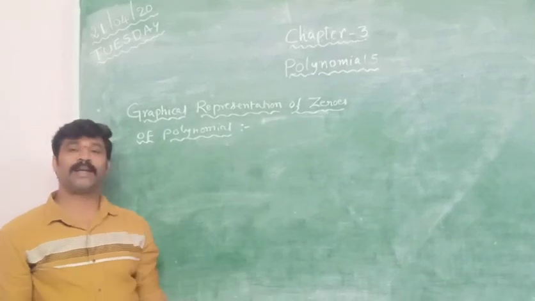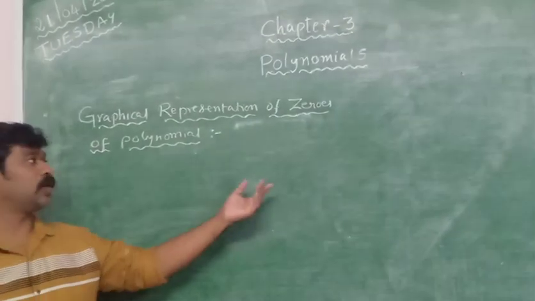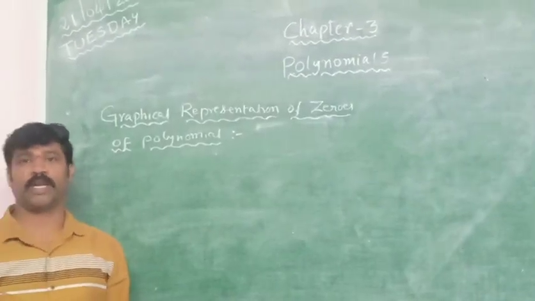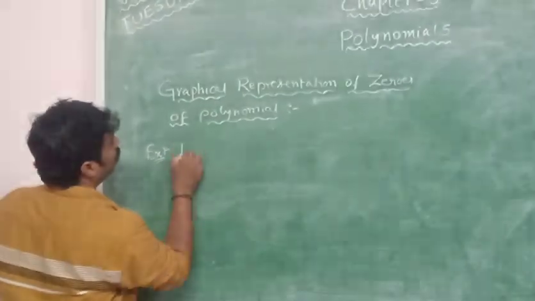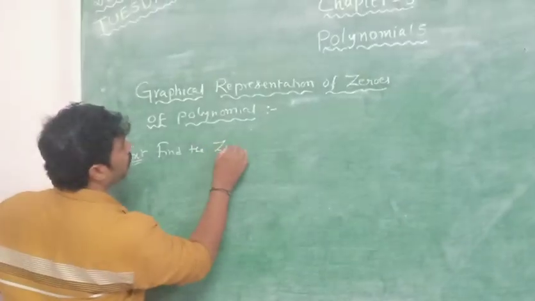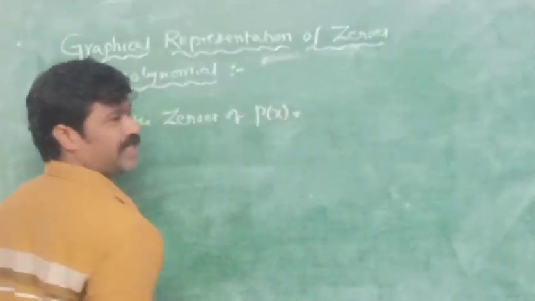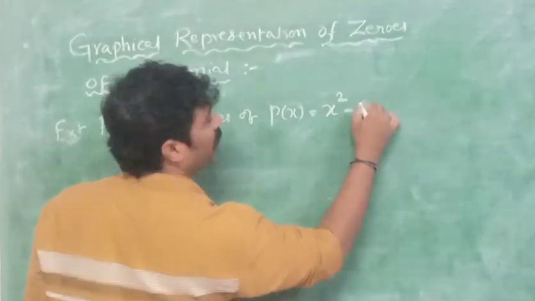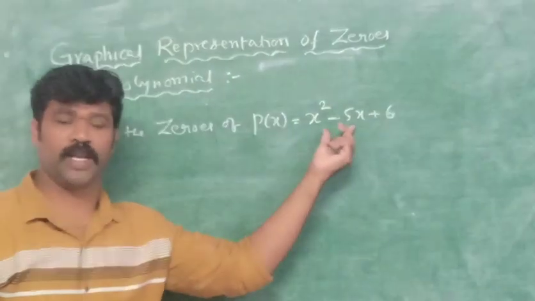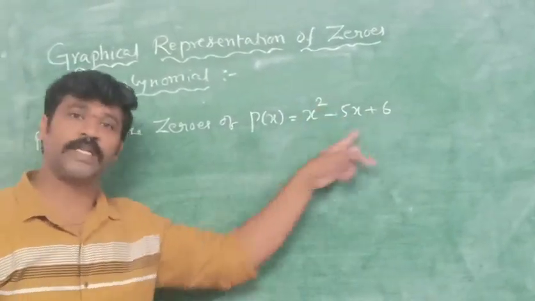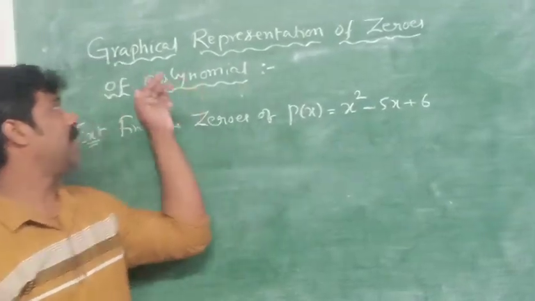So now take another example, which is a quadratic polynomial. We are going to learn how to find the zeros of that quadratic polynomial. So take an example: find the zeros of the quadratic polynomial p of x is equal to x square minus 5x plus 6. Now it is a quadratic polynomial because the degree of this polynomial is 2. And now we have to find the zeros of this polynomial by using graphs.